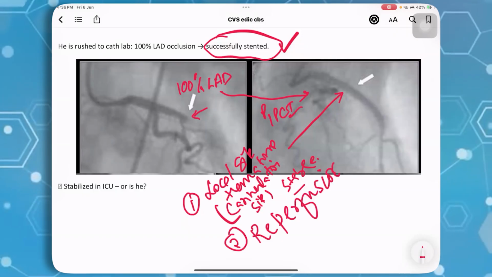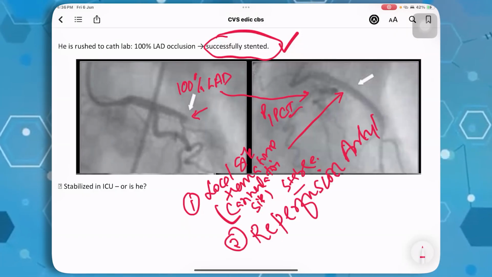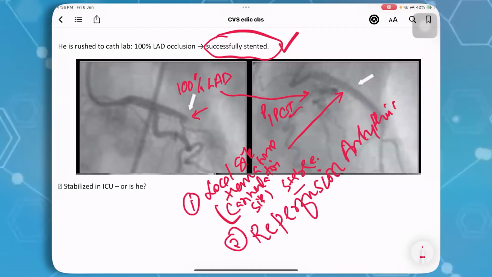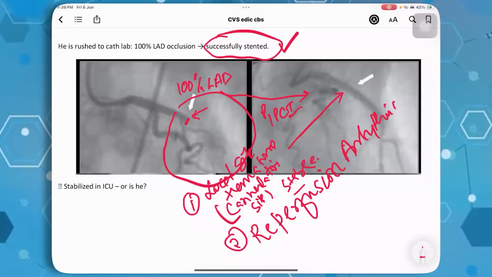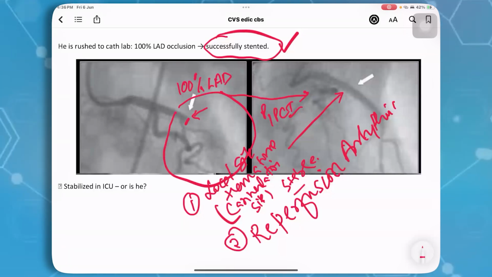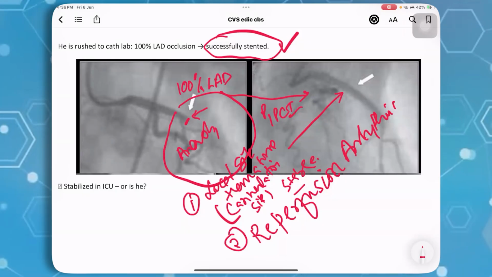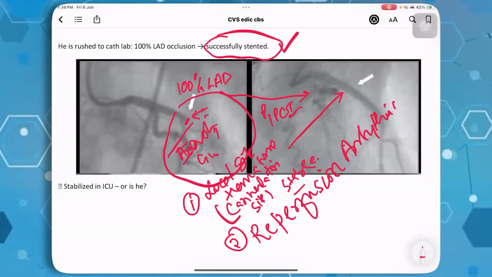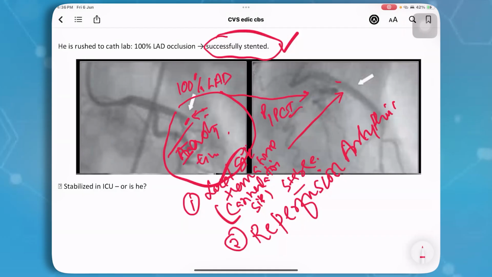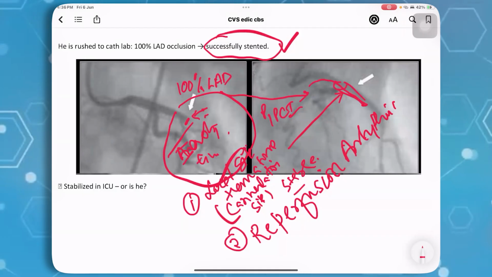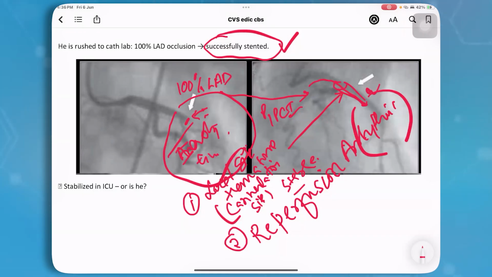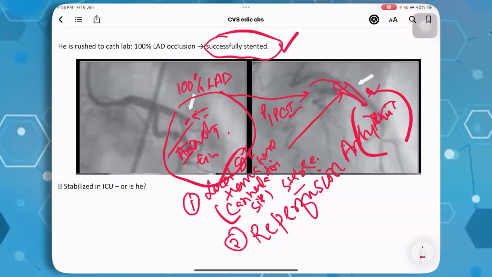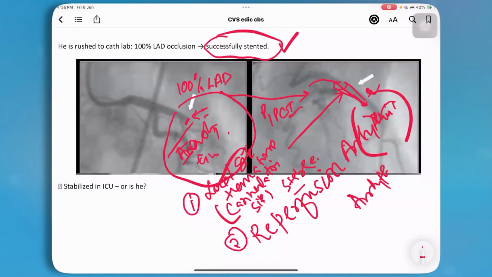Reperfusion arrhythmia is the biggest hurdle in this case because LAD was 100% occluded. So imagine this is the myocardium. It was undergoing anaerobic metabolism, that is glycolysis. So there is a lot of lactate accumulated here. The moment you open up the circulation, there will be an influx of oxygen and glucose and everything, and this lactate will just infuse into the circulation. And immediate arrhythmia will occur. This is called reperfusion arrhythmia.